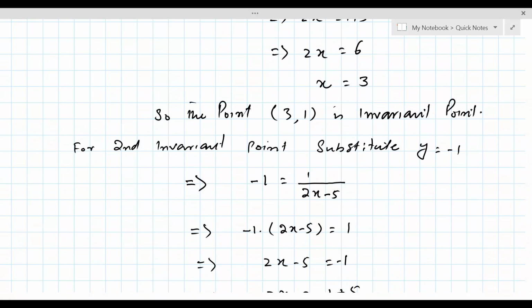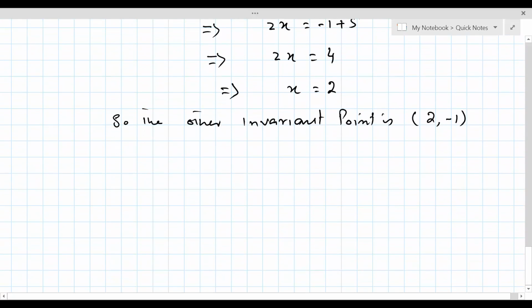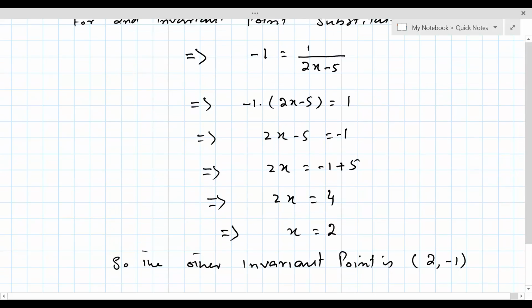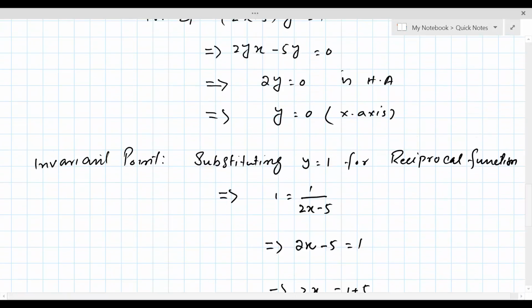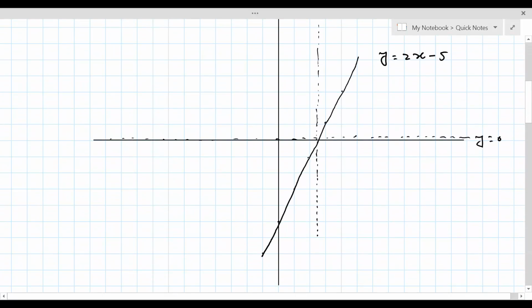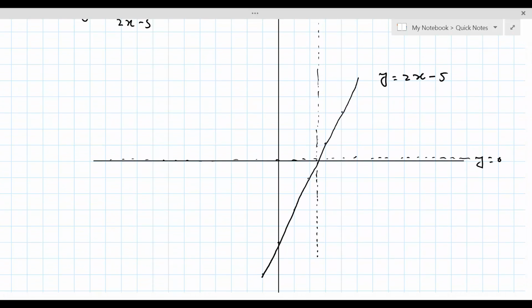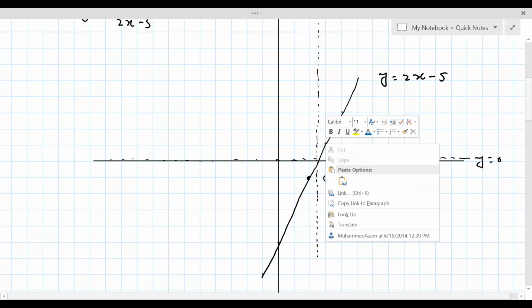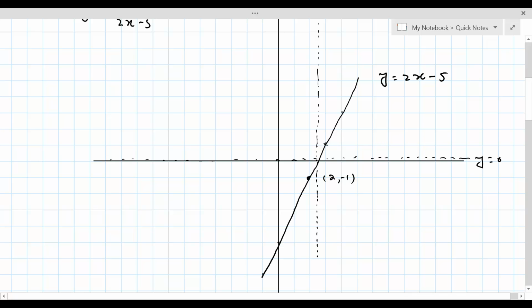So we have (2, 1) and (2, minus 1) and (3, 1). So let's see. Where is (2, minus 1)? (2, minus 1) is right here. This is the point (2, minus 1). And (3, 1) is this point here. So this is (3, 1). These are two invariant points.